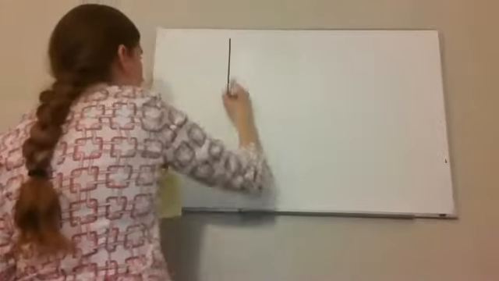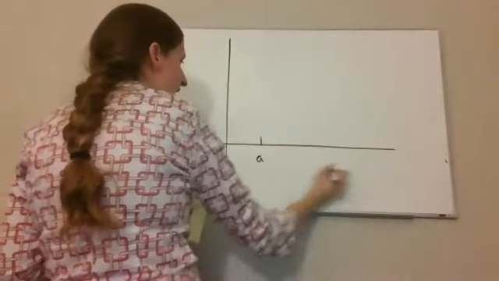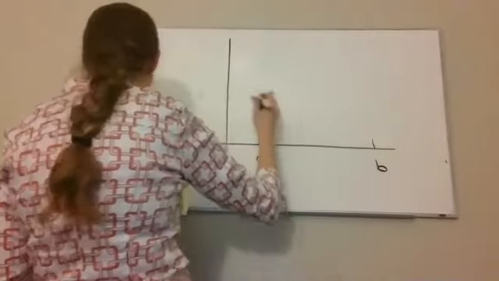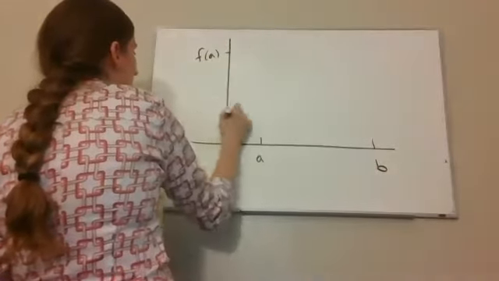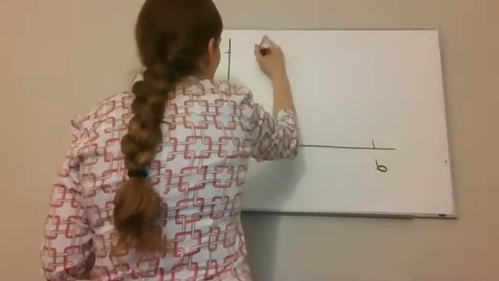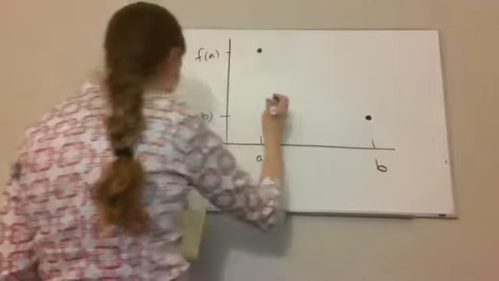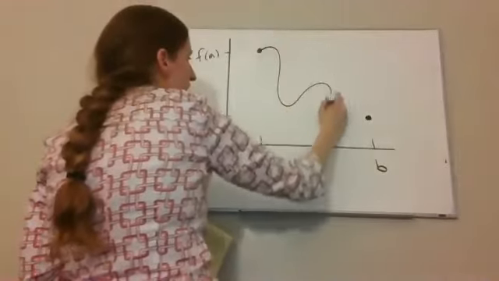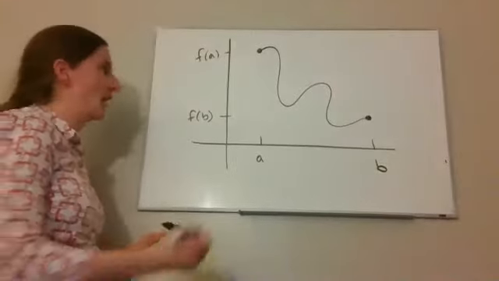So for our picture, this is what the intermediate value theorem is saying. Here's a, here's b. We'll just say f of a is here, f of b is here. And in between there, we just have a nice continuous function. We'll just say that's our continuous function, f of x.